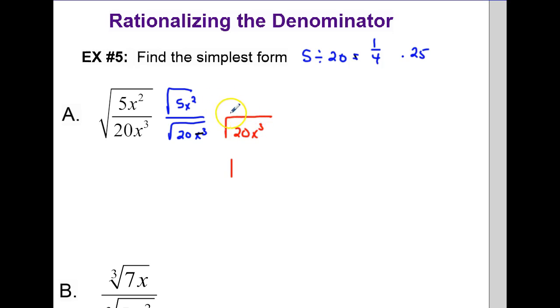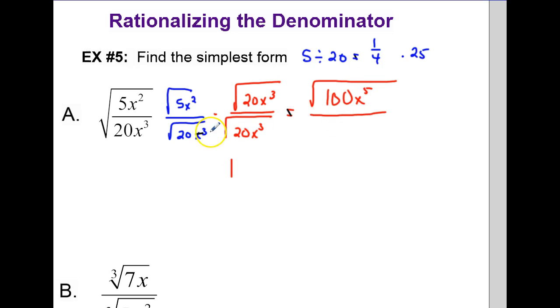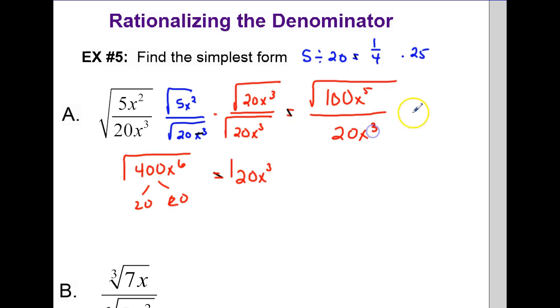The square root of 20x cubed over the square root of 20x cubed. And now I'm going to multiply all the way across. So 20 times 5 gives me 100, and x squared times x cubed gives me x to the 5th. And my denominator, I'm going to work this out in some side work. I really get the square root of 400x to the 6th, but that's 20 times 20. So that simplifies to 20x cubed. So my denominator is 20x cubed, which is exactly what it should be.